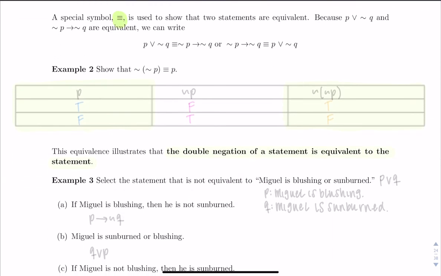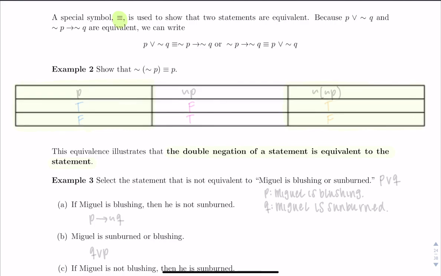Example 2 wants to show that not not P is equivalent to P. This would kind of just make sense in general without the truth table. You're doing a double negation, which ends up canceling. So we're just going to set up a very small table. Let's set up our P. We only have two truth values: it's either true or it's false.